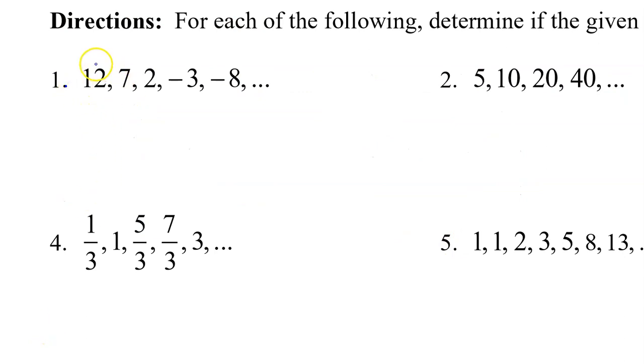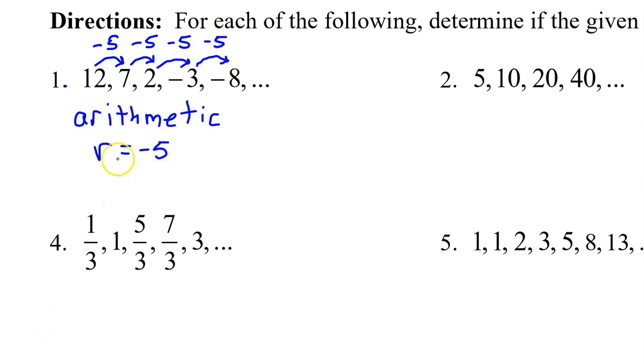Let's check number 1 for a common difference to see if it's arithmetic. From 12 to 7, that's minus 5. And then from 7 to 2, that's another minus 5. From 2 to negative 3 is another minus 5. And from negative 3 to negative 8 is another minus 5. This is arithmetic with a common difference d equals negative 5.